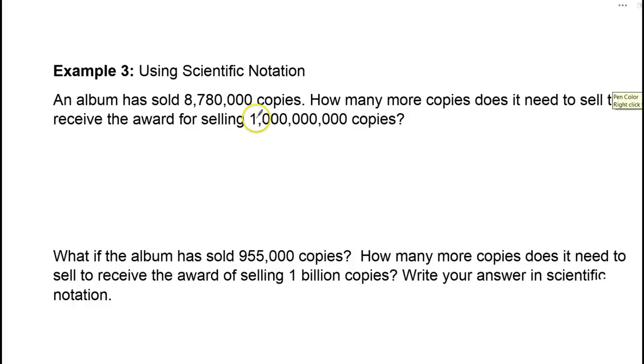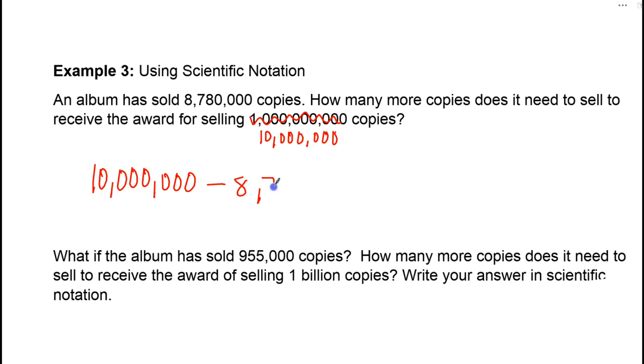Instead of 1 billion, it would work if we did this, it's just going to be a giant number. So let's change this to what it's actually supposed to be, which is 10 million. Those numbers are a little bit more reasonable. Okay, so basically what I need to do is take 10 million and subtract 8,780,000, okay, and I get 1,220,000. So that's how many more records it needs to sell.